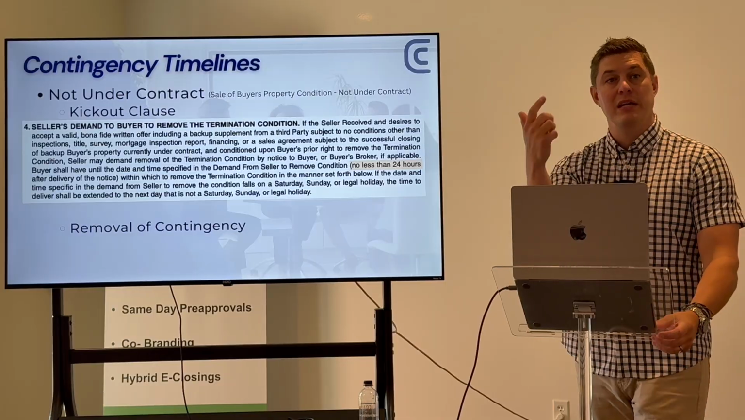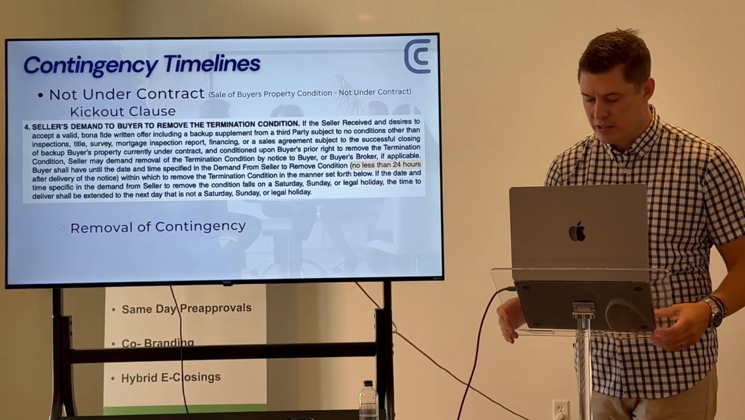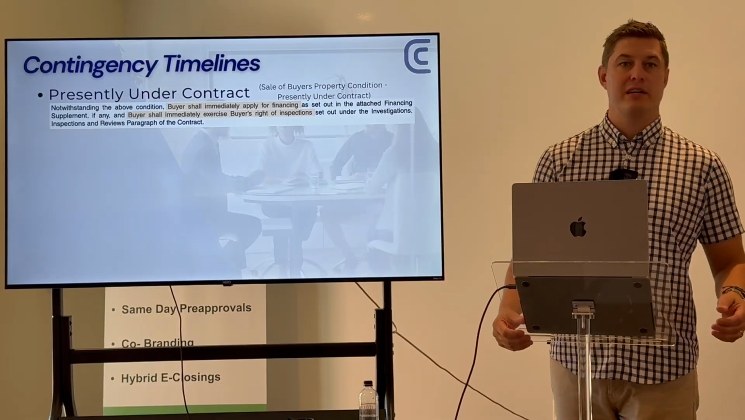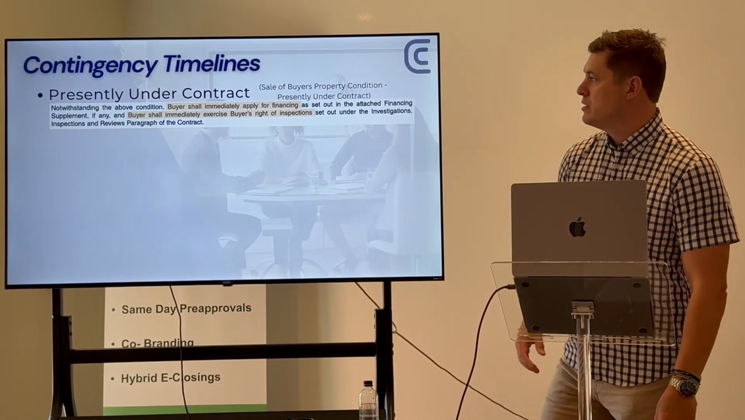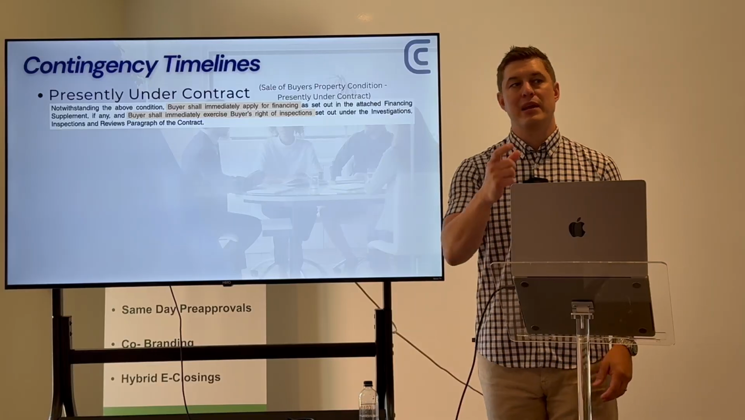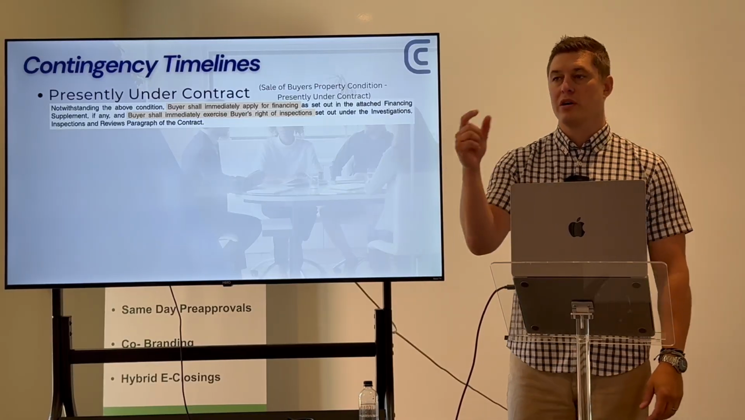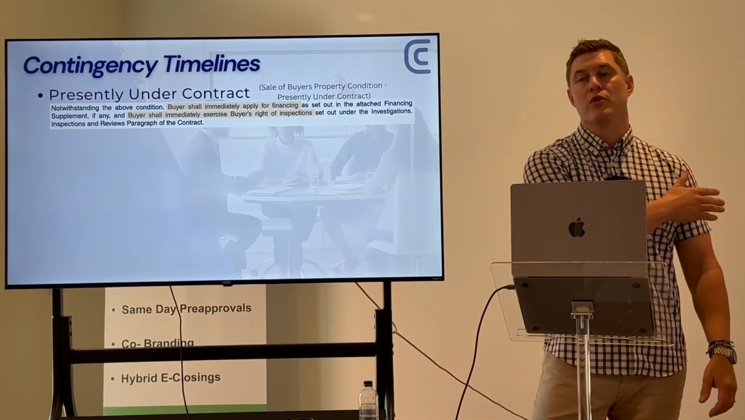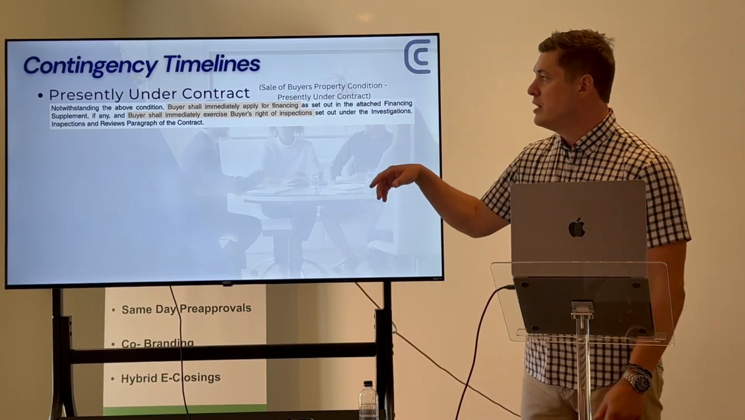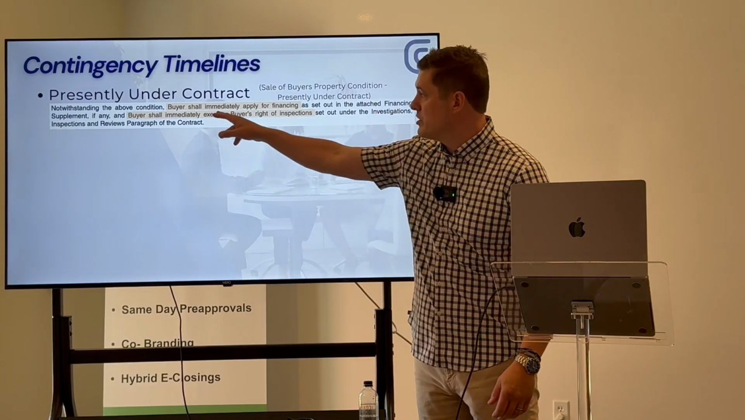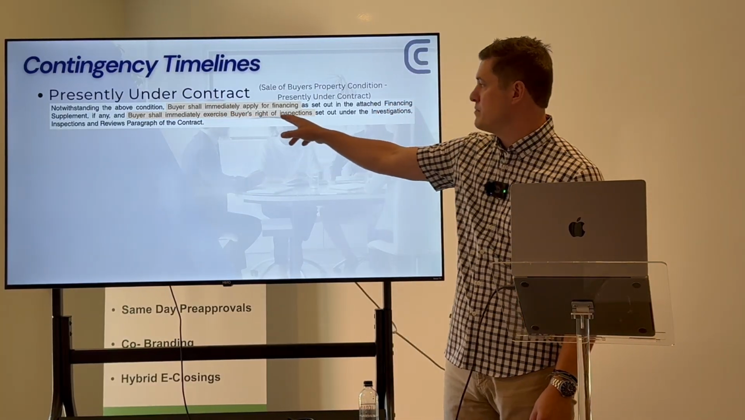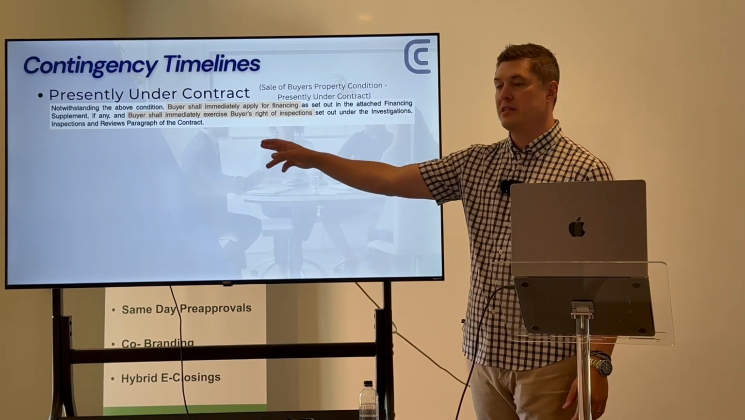You have to, but in the realtor remarks you want it to be clear. So the other contingency is a presently under contract contingency. This one's much shorter. It basically just gives you an out of the contract if your contract doesn't close. But everything else is like a normal contract. It moves forward, all the timelines move forward. So notwithstanding the above condition, buyer shall immediately apply for financing as set out in the finance supplement, and buyer shall immediately exercise buyer's right to inspections set out in the inspections.